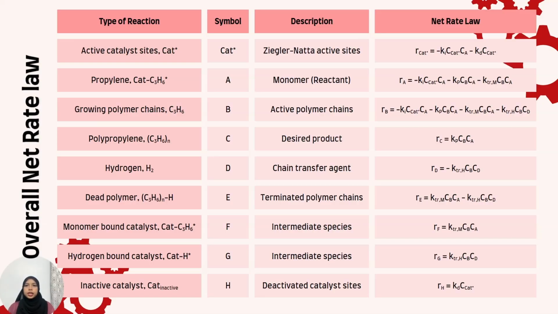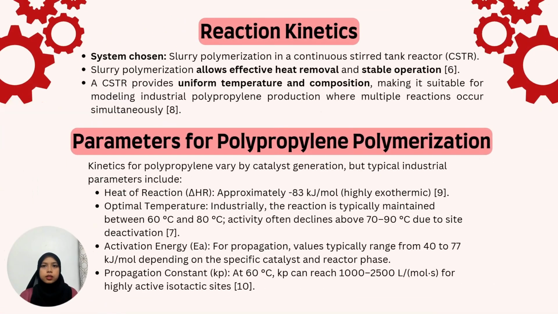The net rate law is then obtained by summing all the formation terms and subtracting all the consumption terms. In terms of kinetics, the reaction is carried out using slurry polymerization in a CSTR. Slurry polymerization allows effective heat removal, which is important because polypropylene polymerization is highly exothermic with a heat of reaction of approximately negative 83 kJ per mole.